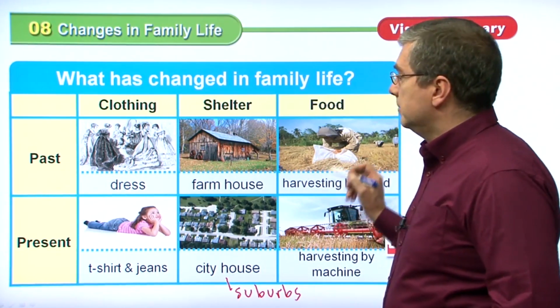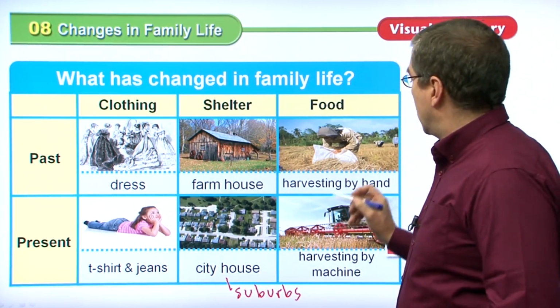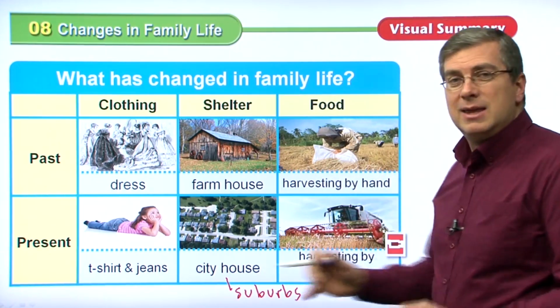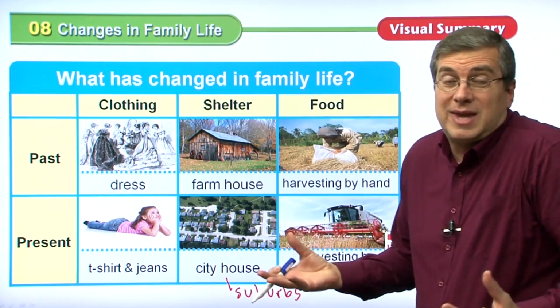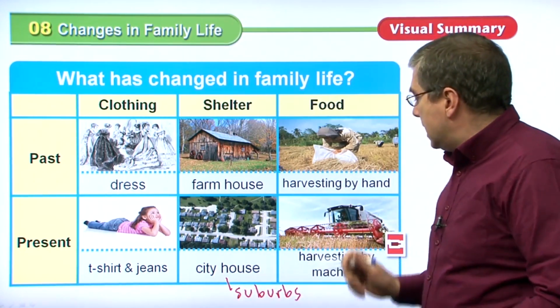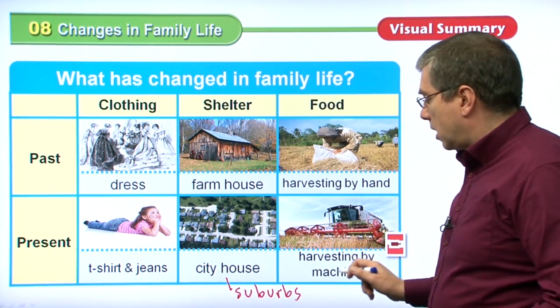Over here, food. How has our food changed? Well, a long time ago in the past, people harvested by hand. They gathered the food by hand. That's all that they had. They just had their hands and they would gather the food together. Nowadays, however, you can harvest by machine.